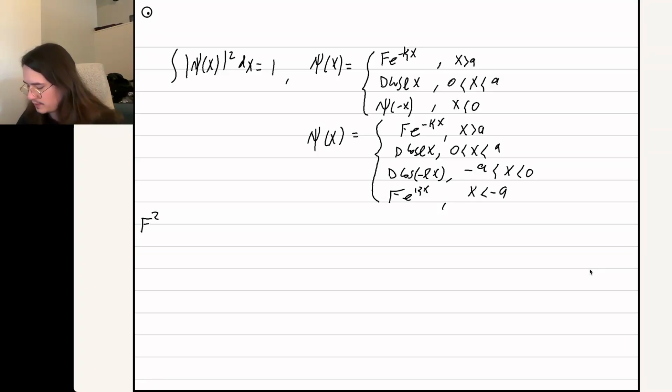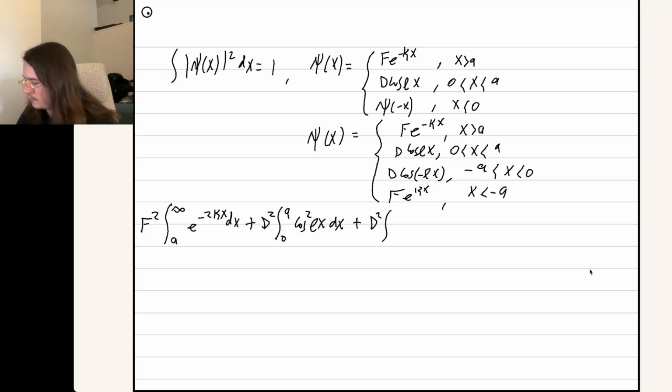Right. And so this is going to be a big square modulus then. So we're going to have an f squared integral from a to infinity e to the minus 2 kappa x dx. And then there's going to be a d squared from 0 to a cosine squared Lx dx. There's going to be a d squared, actually minus a to 0, cosine squared minus Lx dx. And then there's also going to be this f squared term at the end, which goes from minus infinity to minus a of e to the 2 kappa x dx.